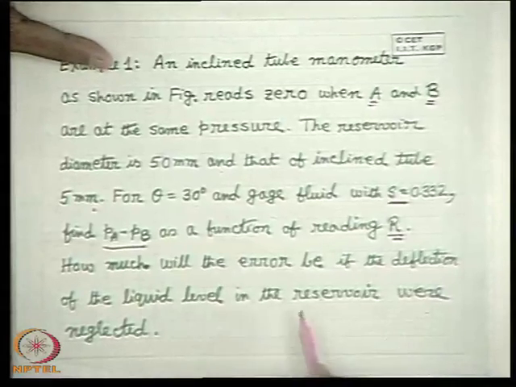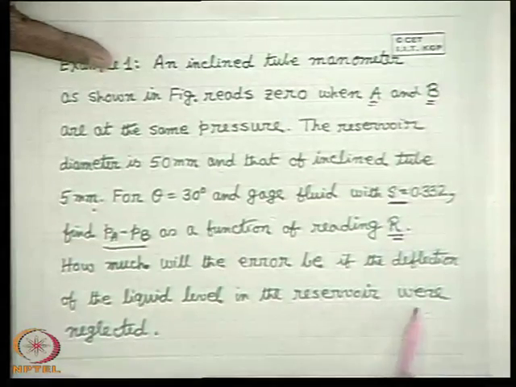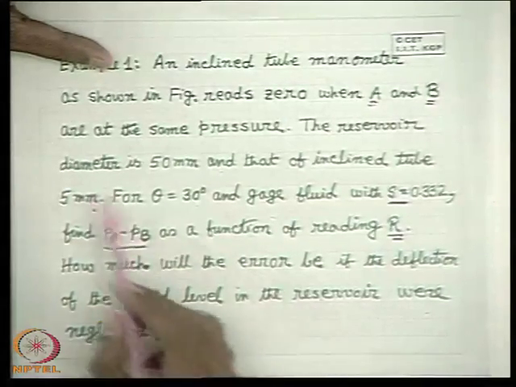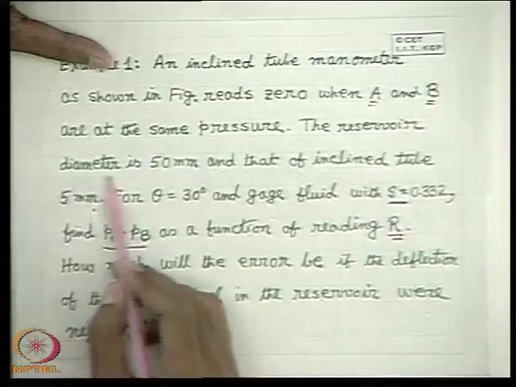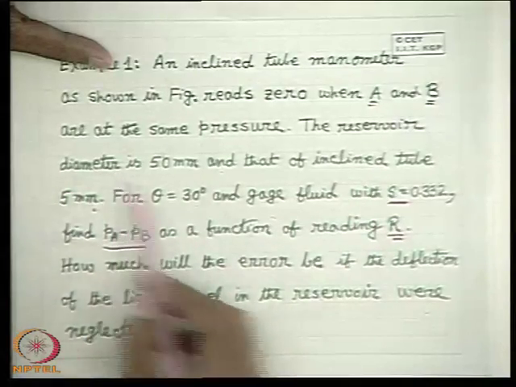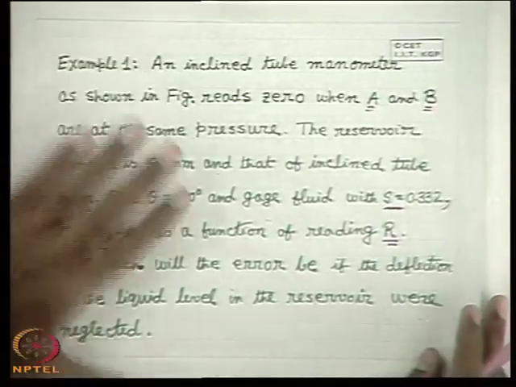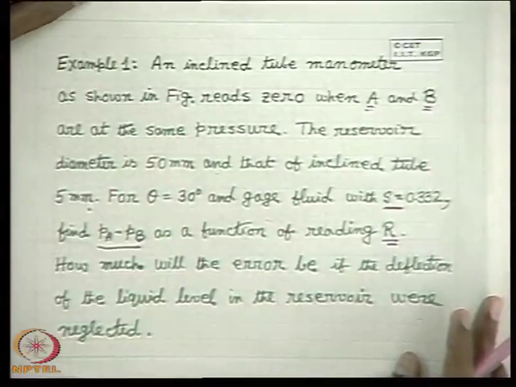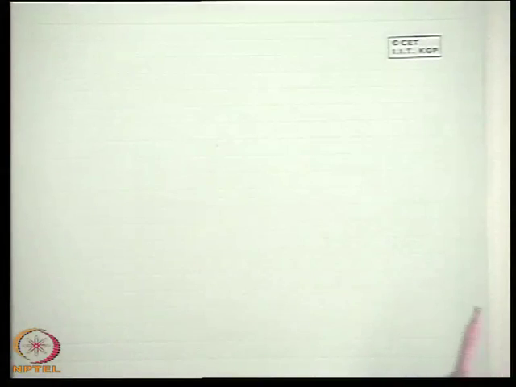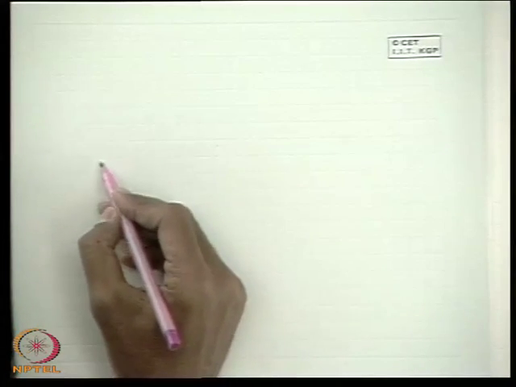The advantage of neglecting the liquid level change in the reservoir is that, as I have told earlier, we can make the reservoir not of transparent material, which may be costly. Only the inclined tube needs to be made transparent. So this problem is well understood. Now let us see what exactly the problem tells.